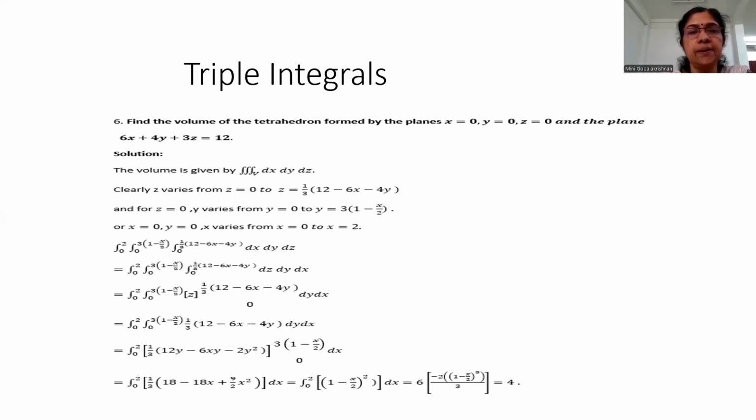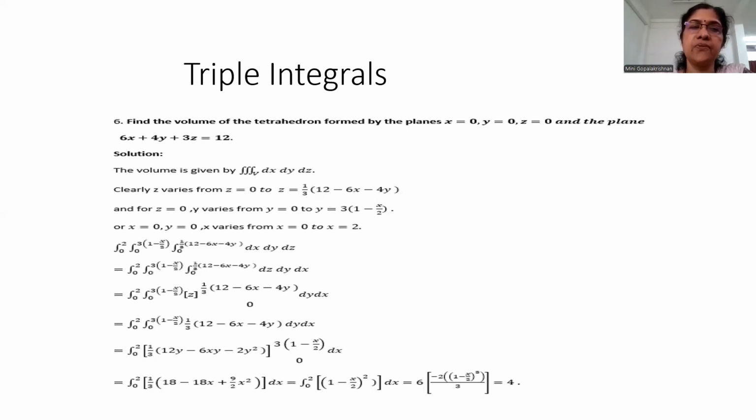So now to check the limit of z, we'll take z as the innermost integral, y as a middle one, and x as an outermost integral. So we attach number limits to x, variable limits to y, and variable limit to z. So going back to the plane to search the limit for z, we can see that 6x plus 4y plus 3z is 12. So that will give us z value as 12 minus 6x minus 4y divided by 3. So the limit of z is from 0 to 1/3 of 12 minus 6x minus 4y.